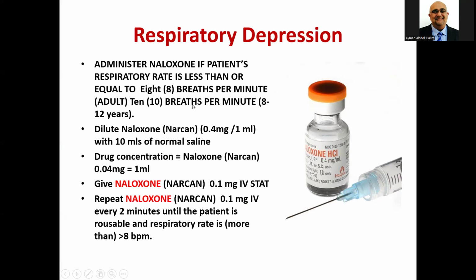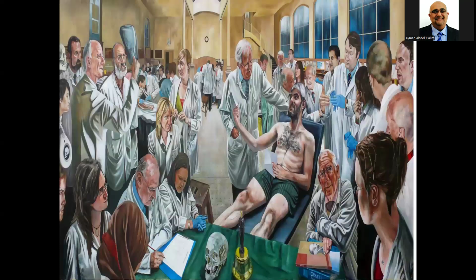Now, after you give naloxone, the patient might actually re-narcotize after a couple of hours. So you need to give an IV drip of naloxone afterwards, to prevent the recurrence of respiratory depression.